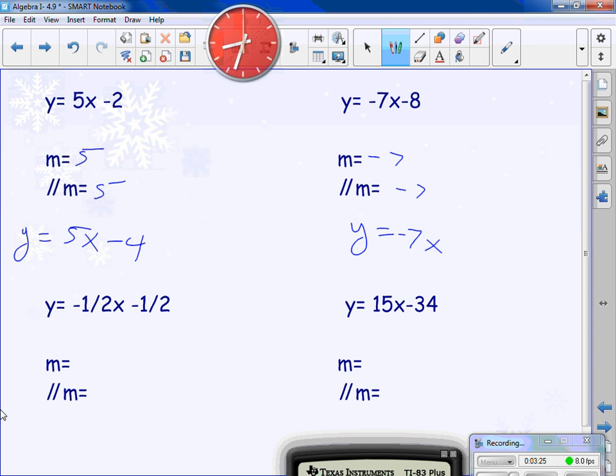I have y equals negative 1/2 x minus 1/2. What's my slope? Negative 1/2. What's my parallel slope? Negative 1/2. Y equals 15x minus 34. What's my slope? 15. My parallel slope is? Being parallel is fairly easy.